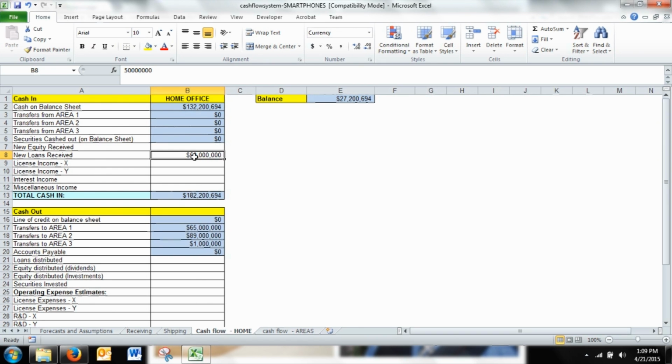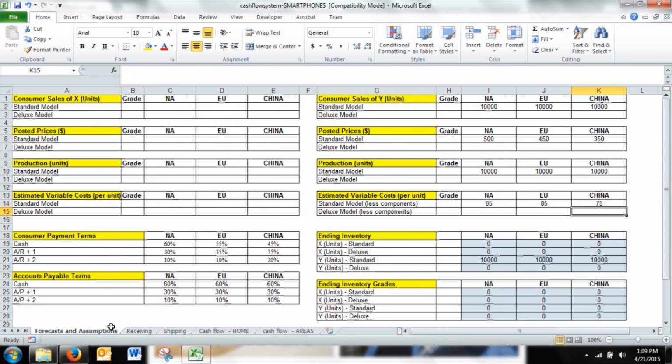I find that teams that do a good job of managing their cash throughout the game are a lot more successful than those that fly by the seat of their pants. Okay, so feel free to use this tool or to develop your own, and good luck with it.